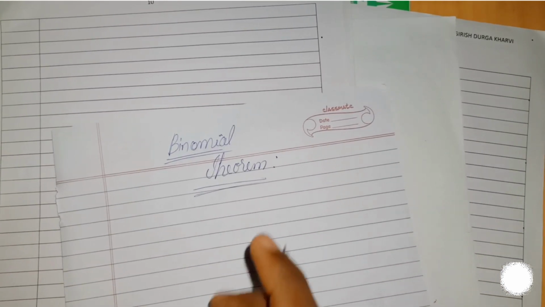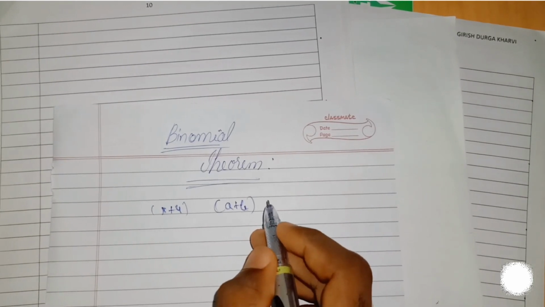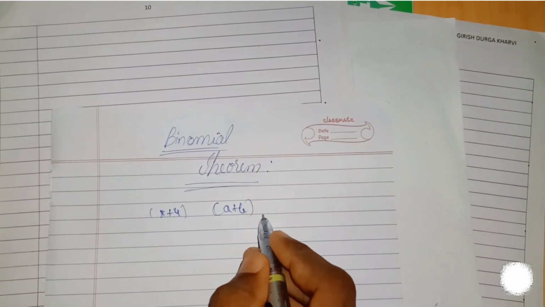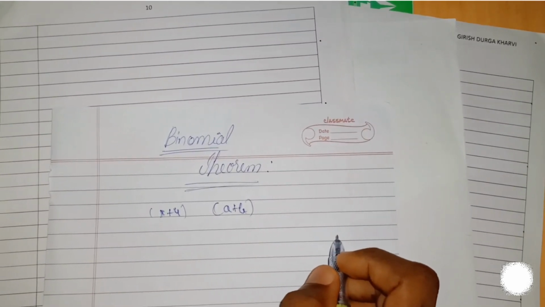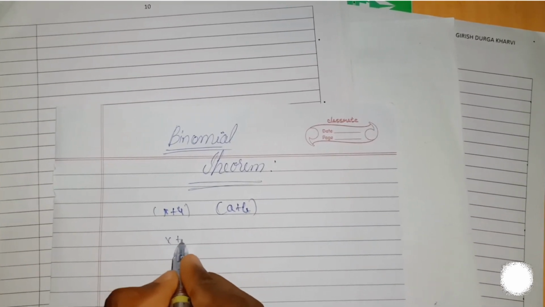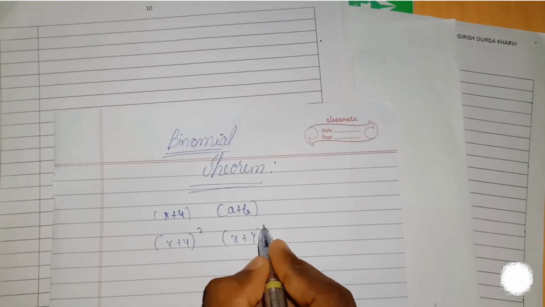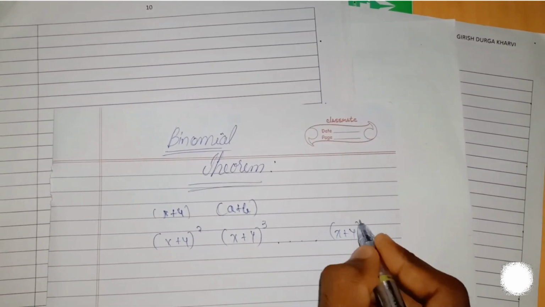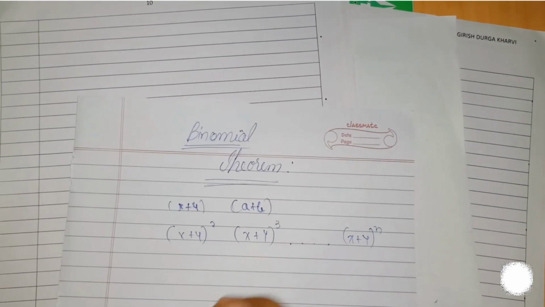Today I'll explain the basic concepts of the binomial theorem. A binomial means a term which contains two variables, such as x plus y, a plus b, and so on. In this video, I'll explain some of the binomial identities, that is, x plus y whole square, x plus y whole cube, and so on till x plus y whole to the power n. How they came about and what the general trends in these identities are.